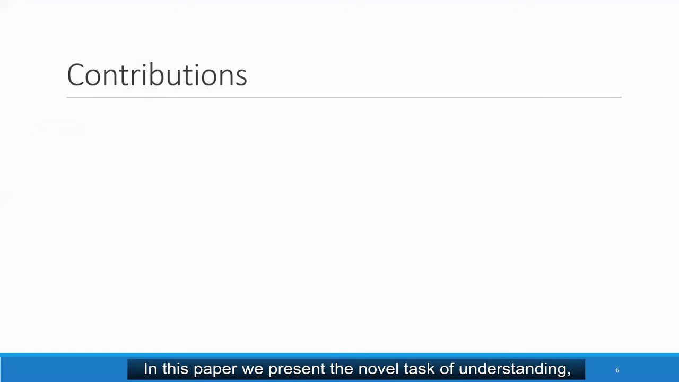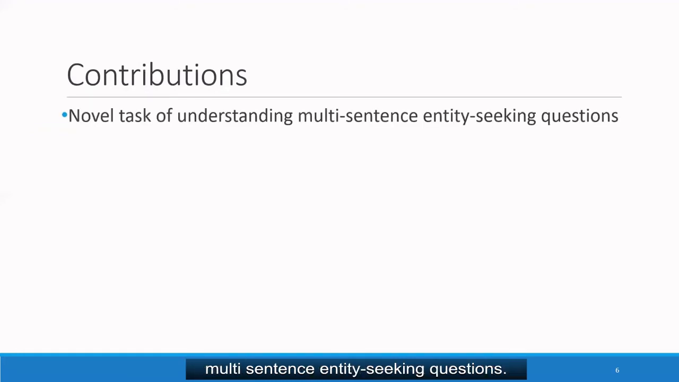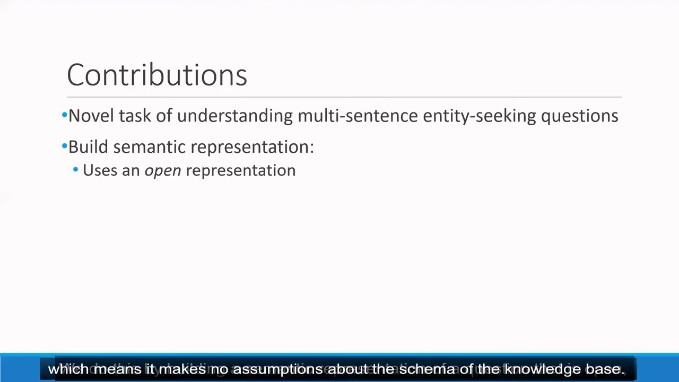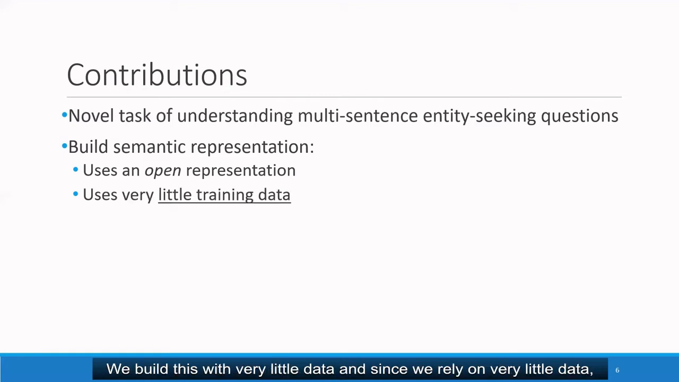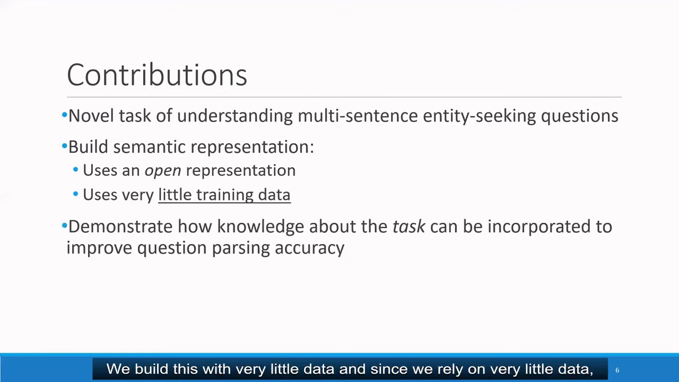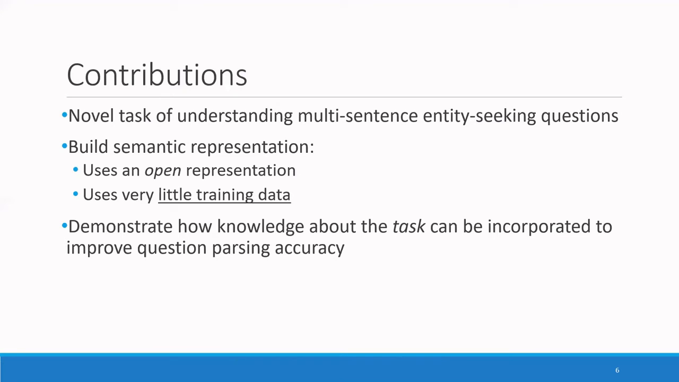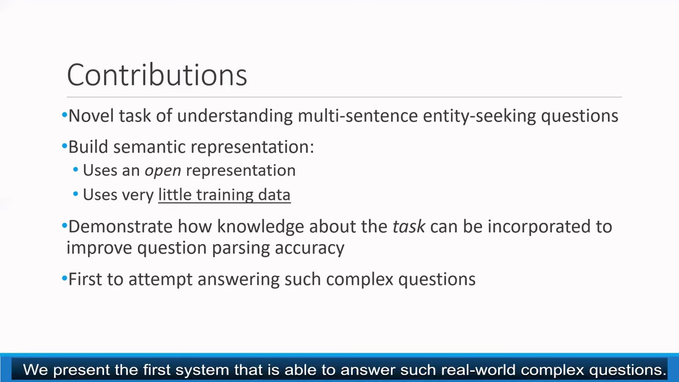In this paper, we present the novel task of understanding multi-sentence entity-seeking questions. We do this by building a semantic representation of a question that is open, which means it makes no assumptions about the schema of the knowledge base. We build this with very little training data. And since we rely on very little training data, we use our knowledge about the task and encode them using features and constraints. We present the first system that is able to answer such real-world complex questions.